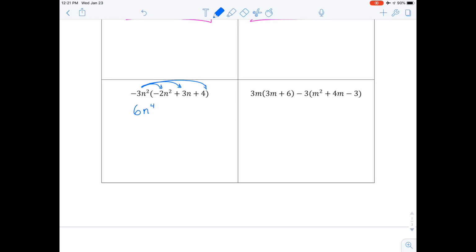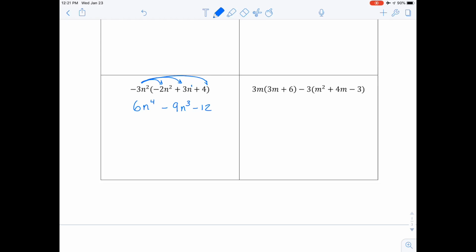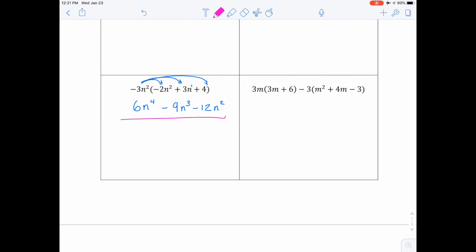Negative 3n squared times a positive 3n. Negative 3 times 3 is negative 9. N squared times, remember that's n to the first, is n to the third. 2 plus 1 is 3. And finally, negative 3n squared times 4. Negative 3 times 4 is negative 12. And then the 4 didn't have any n's, but I'm distributing an n squared to that term, so I need to pull that over with it. Once again, no like terms because they all have different exponents. So that's all we can do there.